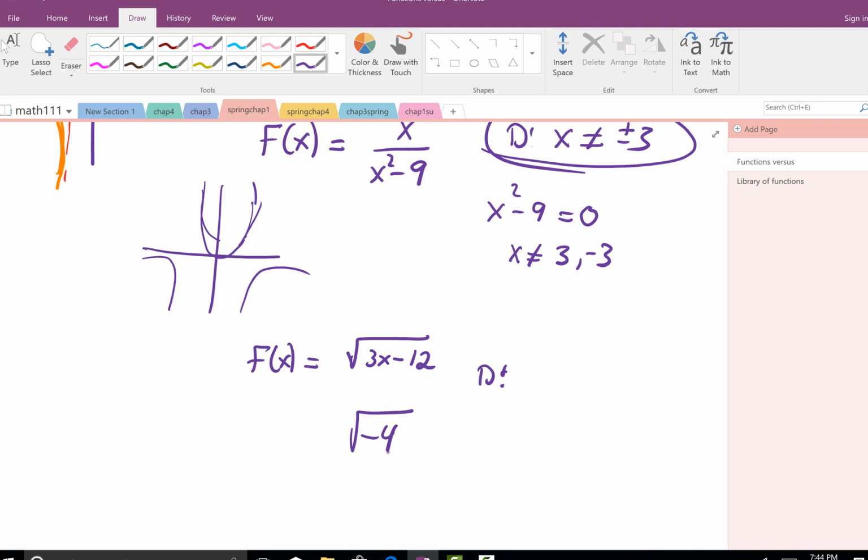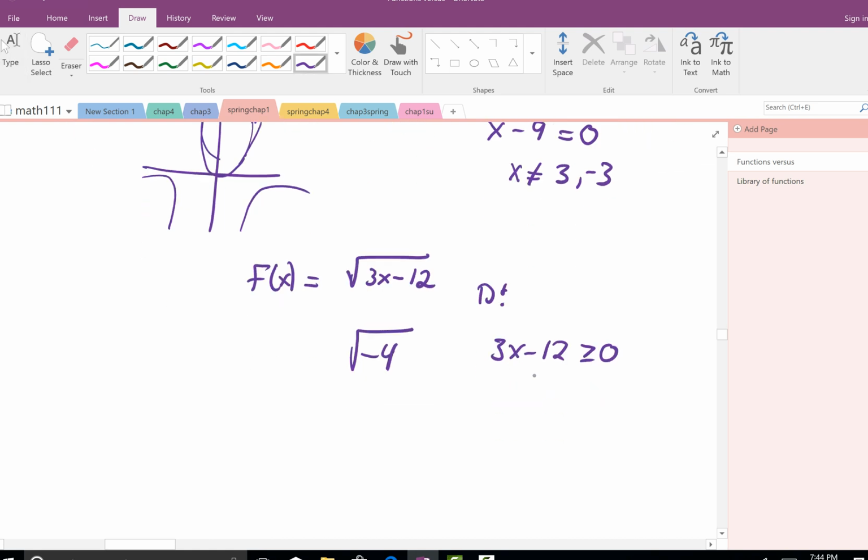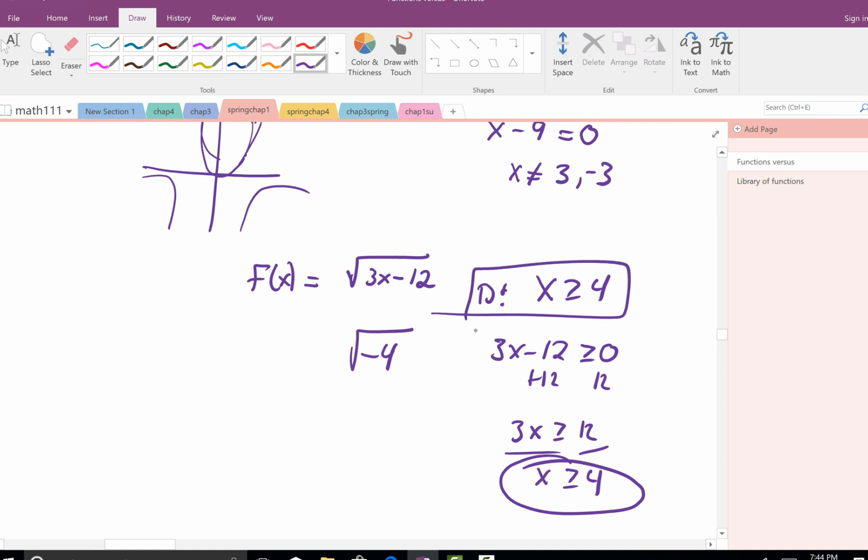So then what you'd have to do here is say, well, I want 3x minus 12 to always be greater than or equal to 0. Add 12, 3x is greater than or equal to 12, so x has got to be greater than or equal to 4. And again, you could do that in Desmos if you typed it in, and you'd get the same answer. They're just saying that you can see it from a different point of view also, looking at it mathematically.